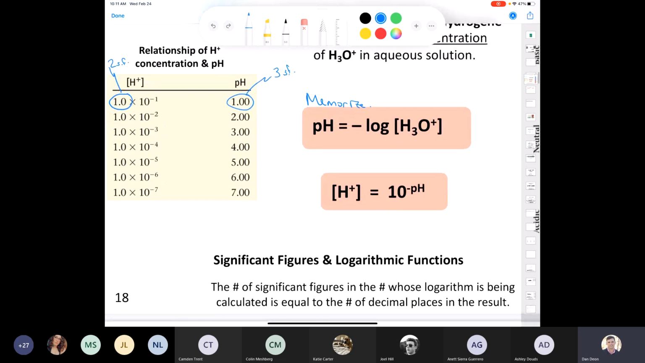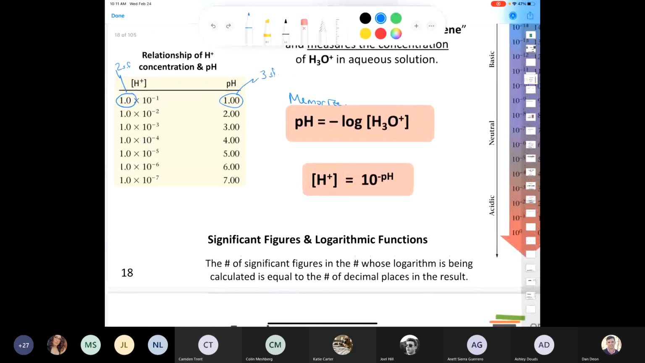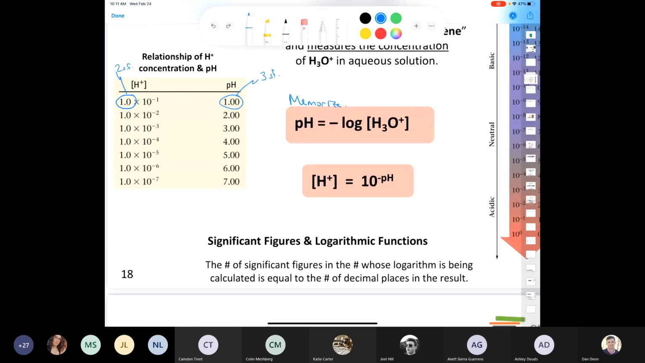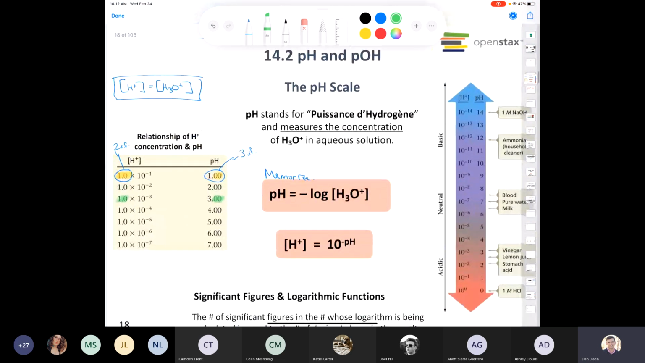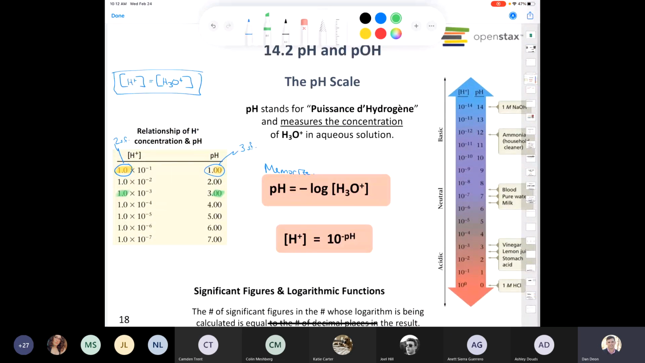No, I didn't. Okay. Here's how sig figs work with logarithmic functions. However many significant digits there are in your concentration, that's how many decimal places you report in your pH. Okay? Going backwards, however many decimal places there are in your pH, that's how many sig figs there are in your concentration. Simple as that. Okay? Because not only do you have to know how to calculate pH from concentration of H plus or H3O plus, which again is the same thing, you've got to be able to calculate the concentration of H plus or H3O plus, again, same thing, given a pH.